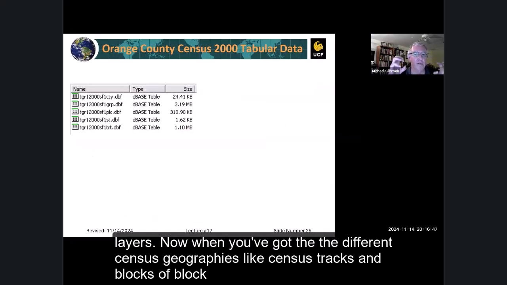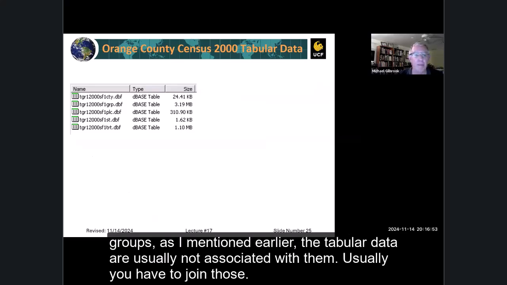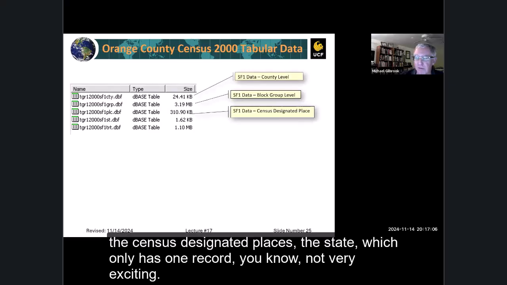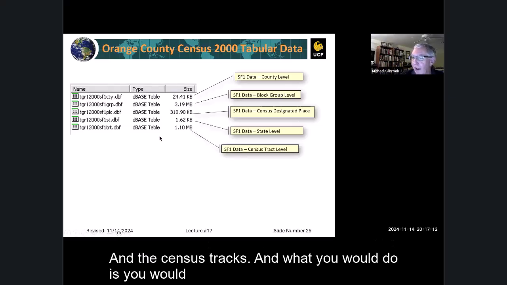Now, when you've got the different census geographies like census tracts and blocks and block groups, as I mentioned earlier, the tabular data are usually not associated with them. Usually you have to join those. So here are the files, for example, that are for the county, the block groups, the census designated places, the state, which only has one record, not very exciting, and the census tracts.